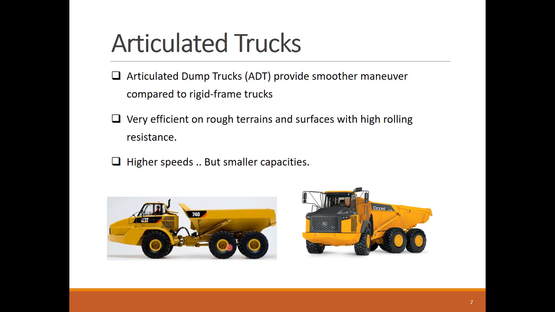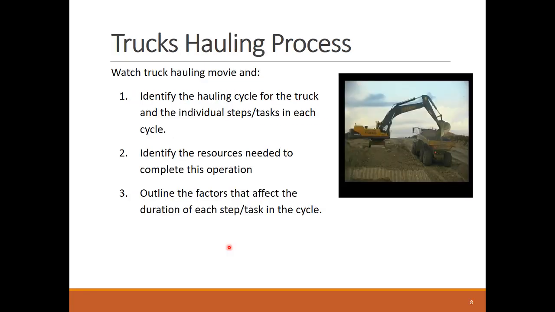These trucks are classified as off-road trucks, meaning that they need to be loaded on a trailer to be transported from a site to another. So this is why we see these trucks in only large earth-moving projects. Articulated trucks provide higher speeds on rough roads, but relatively small payloads with respect to their large sizes. So next, we will observe a hauling operation, and you will need to identify the cycle steps, resources, and factors that affect the hauling production.